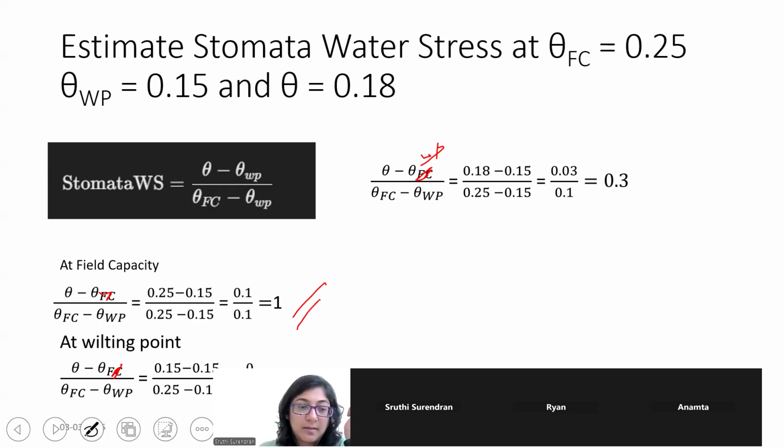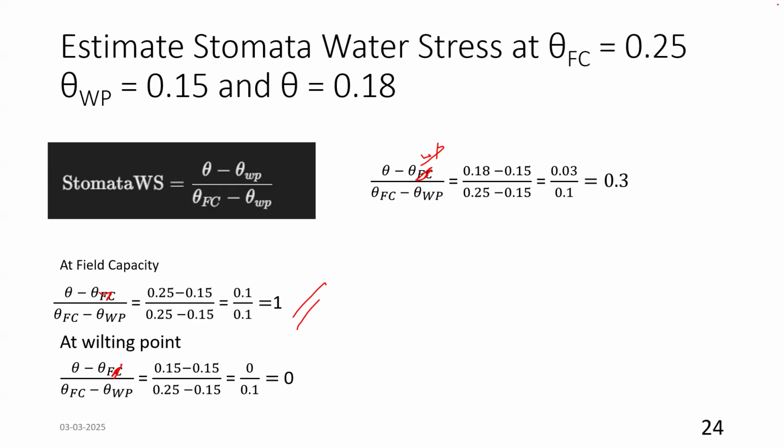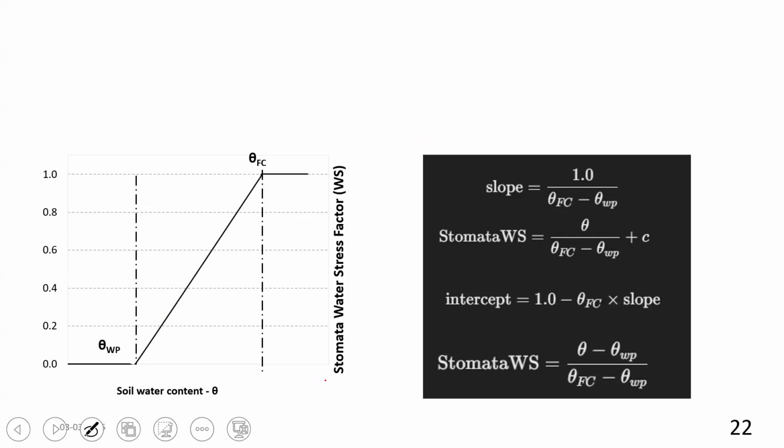And then at wilting point, suppose our soil water content is at wilting point, then the stomata water stress factor is equal to 0. So this is why we see here, suppose this is the wilting point and this is the field capacity. Any value, say 0.27 or 0.3 or whatever it is, the stomata water stress is going to be equal to 1 for all the values that are higher than 0.25. And if the water content is anything less than 0.15, then all of the values are going to be 0.